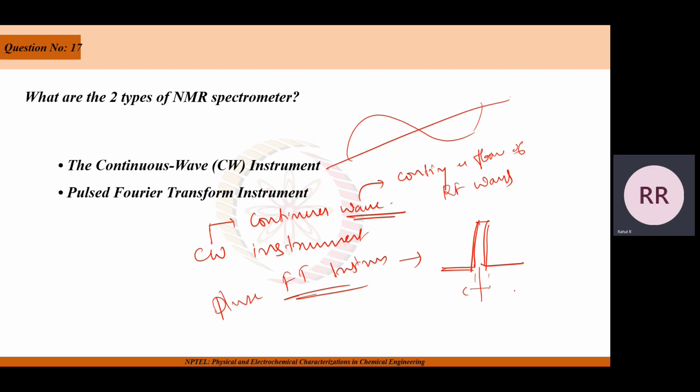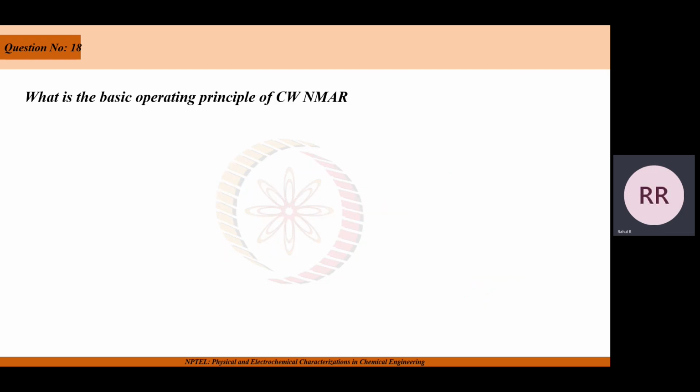So this and that too for a very short time. These are the two types of NMR spectrometer. One is the continuous wave instrument, the other is the pulse Fourier transform instrument. Now let us go to the next question, which is: what is the basic operating principle of CWNMR?